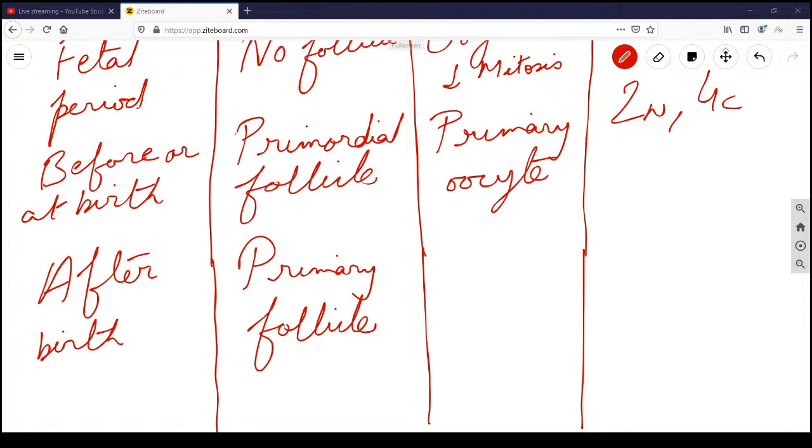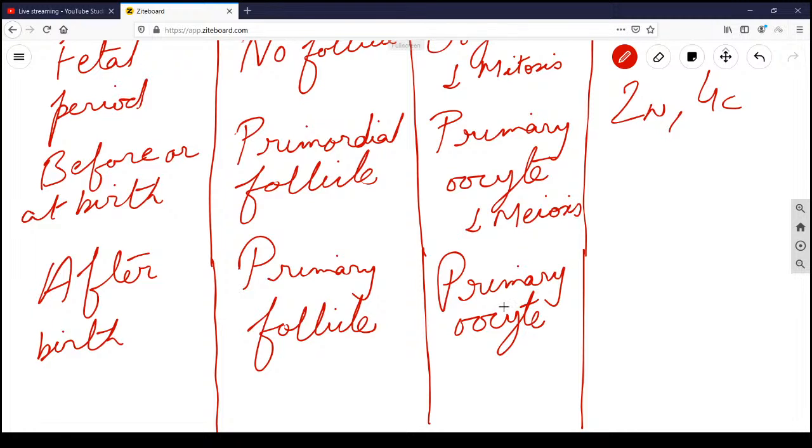Then the primary oocyte would initiate the meiotic event and enter meiosis, but it will still stay as primary oocyte. Meiosis would begin, and then it would get arrested in the diplotene stage of prophase 1. How that arrest occurs, I'll show you. So again 2N 4C.